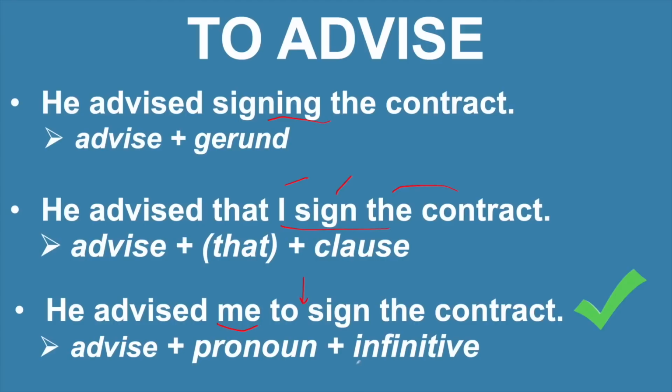But notice what comes next. We have our infinitive, to plus base verb. He advised me. He advised him, he advised her, he advised you to sign, to go, to eat, to drink, any infinitive, and then our object, the contract. So advise is more flexible. You can use it with the gerund, the clause, and you can even say advise me.